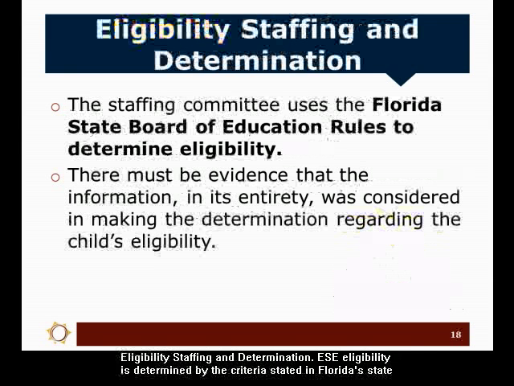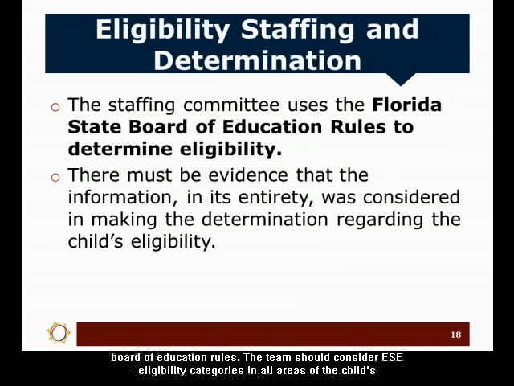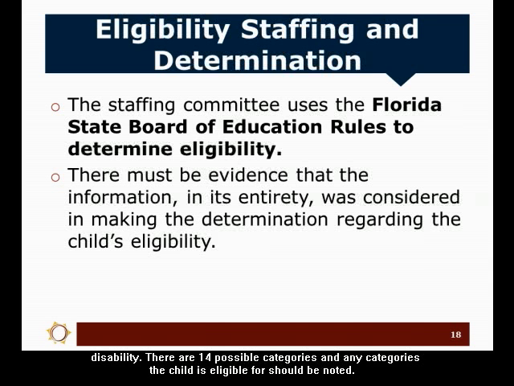Eligibility, staffing, and determination. ESE eligibility is determined by the criteria stated in Florida's State Board of Education rules. The team should consider ESE eligibility categories in all areas of the child's disability. There are 14 possible categories, and any categories the child is eligible for should be noted.